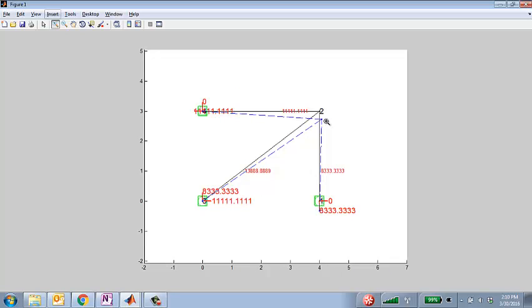tension in this member, in the vertical member, compression in the diagonal member, minus 13,889, and tension also in the top member. Okay.